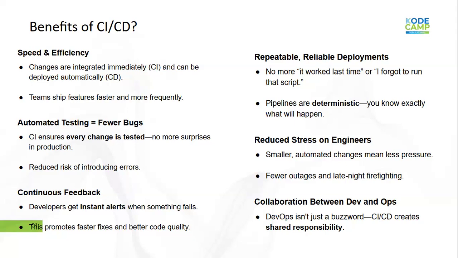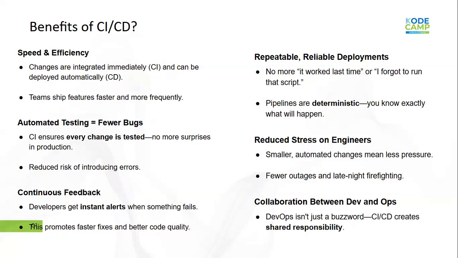Reduced risk of what? Introducing errors. So in the production setup, once it is properly tested using the CI/CD pipeline, there is a reduced risk of having errors in your application. Companies that don't adopt DevOps practices end up solving errors reactively rather than proactively, which is a very, very bad practice.